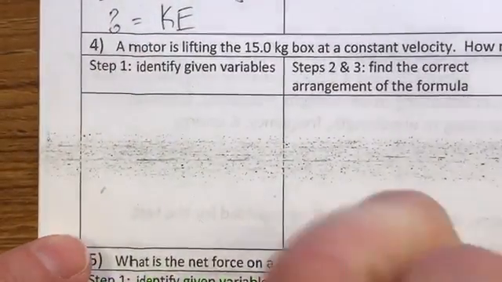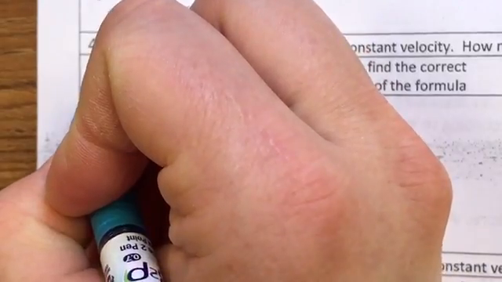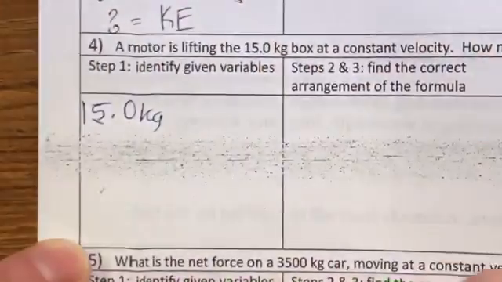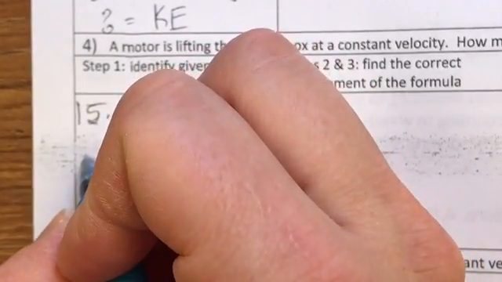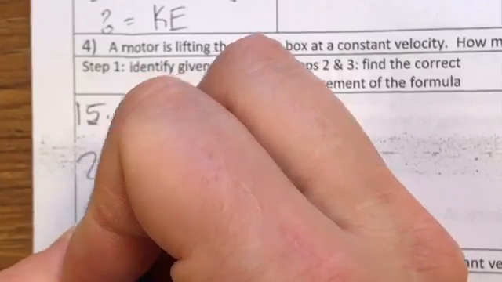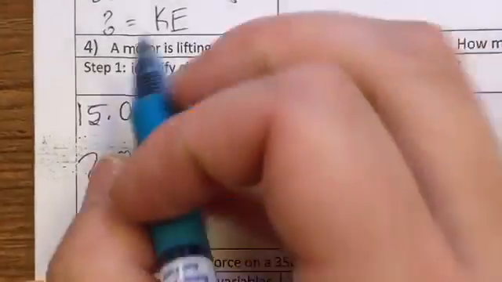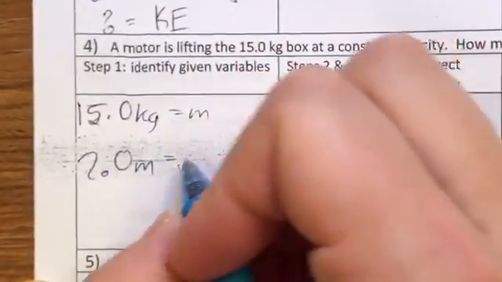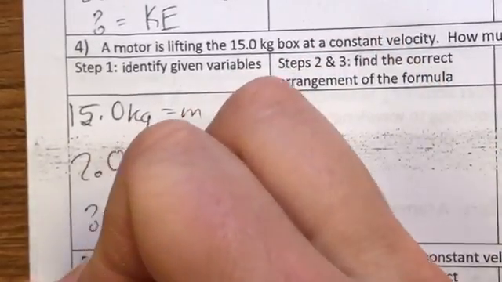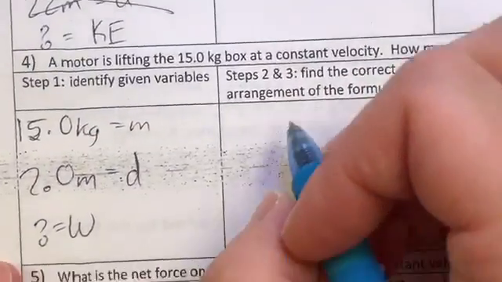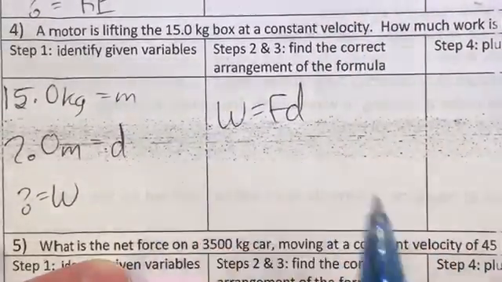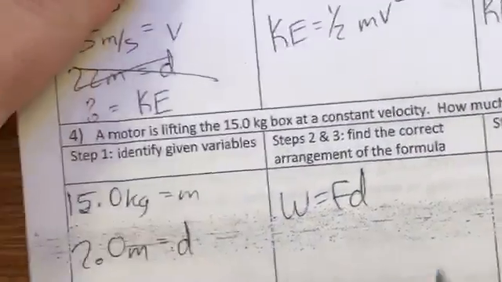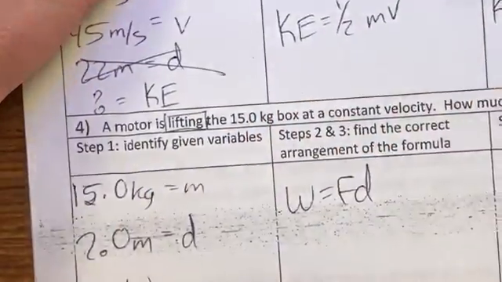Next one, number 4. A motor is lifting a 15.0 kilogram box at a constant velocity. The question is asking for how much work has been done to lift the box 2 meters, 2.0 meters. All right, kilograms is mass, meters is distance. The question is asking for work. Well, our formula for work is force times distance, but we've got mass and distance, okay? Key thing here, lifting, good thing to know.